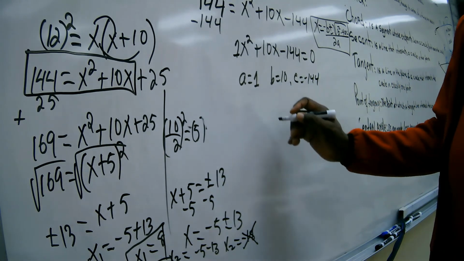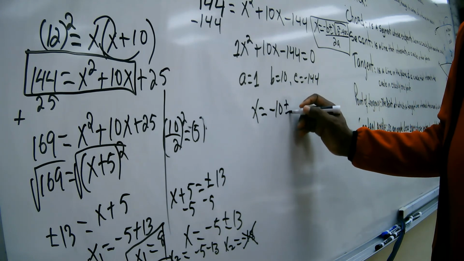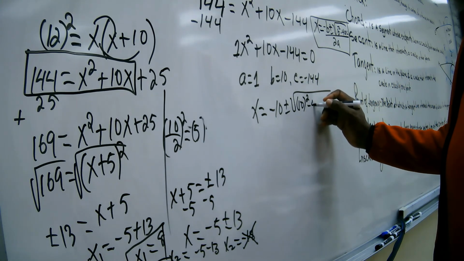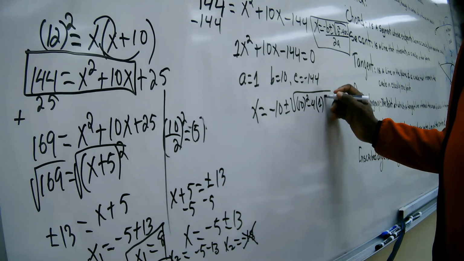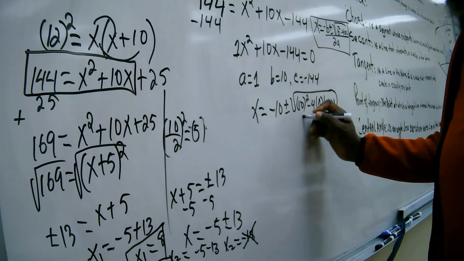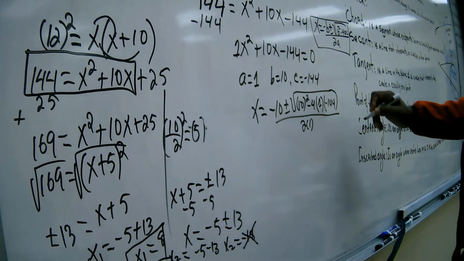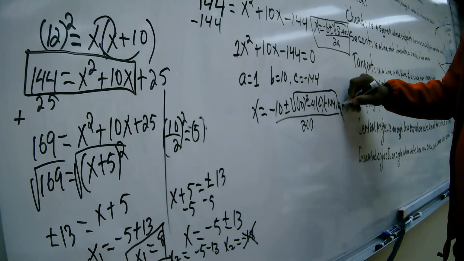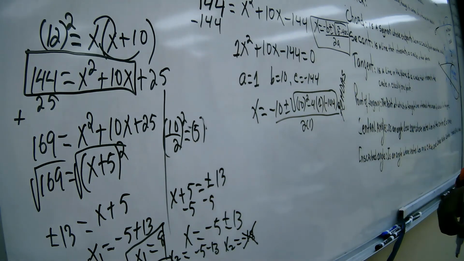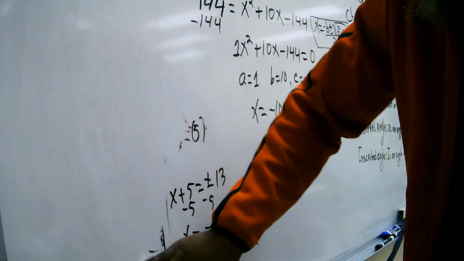In this case, we will have x equal to negative 10 plus or minus the square root of 10 squared minus 4 times 1 times negative 144, over 2 times 1. So that's how you set it up, and from there on you are expected to use PEMDAS.